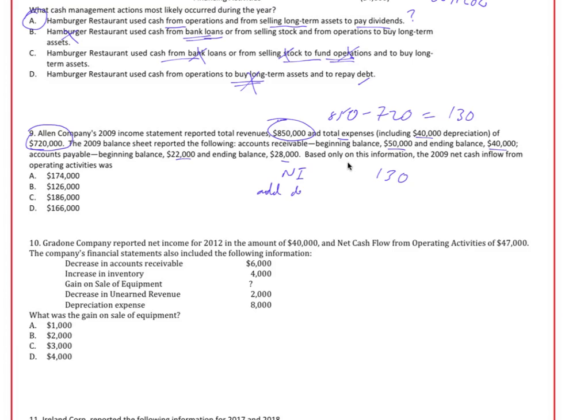So we add depreciation, because that was not a cash outflow, so we add back 40. We're going to look at the change in accounts receivable: the beginning was 50,000, the ending balance was 40, so that's a reduction in accounts receivable of 10,000, which is good, that increases cash flow. Accounts payable went from 22 to 28, so again that's good news. That's like borrowing an extra $6,000 from your creditors, so that's going to increase cash flow from operations.